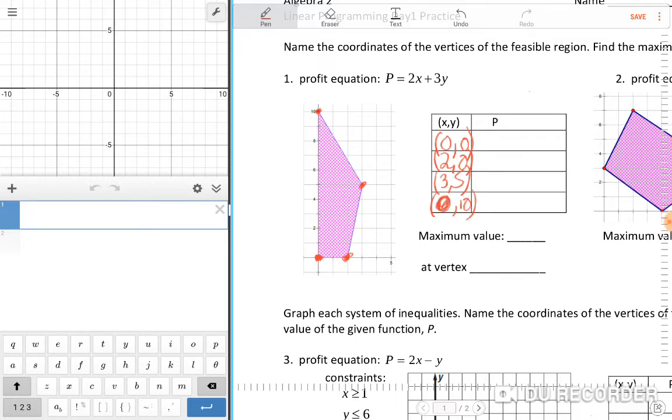So now we just need to take turns plugging these in up here for x and y, and see what value that gives us. In this case, we're looking for the maximum. It's asking us for the maximum value.